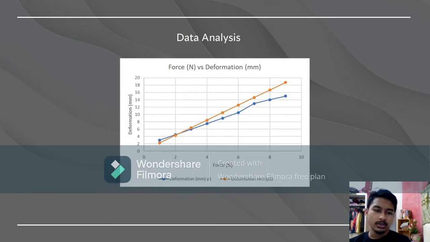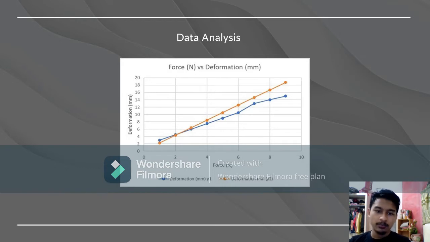So here is the data analysis of the Hooke's law experiment in the form of a graph. Both springs were weighted using the same weights, beginning at a force of 1 Newton or 100 gram up to 900 gram or 9 Newton. You can see that even in the beginning, there is a difference in deformation of the spring, even though the weight is the same, which is 1 Newton. This is due to the k of the spring, the constant factor of the characteristics of the spring.